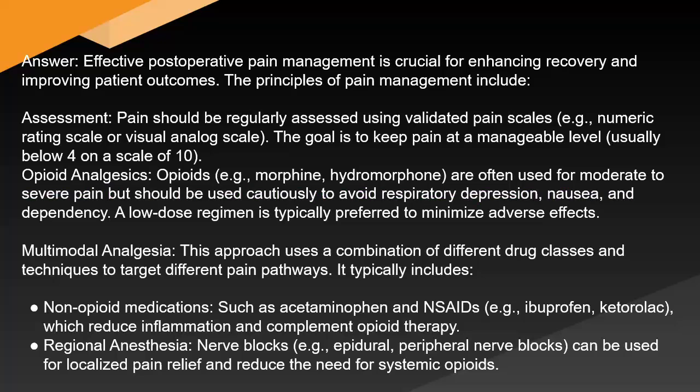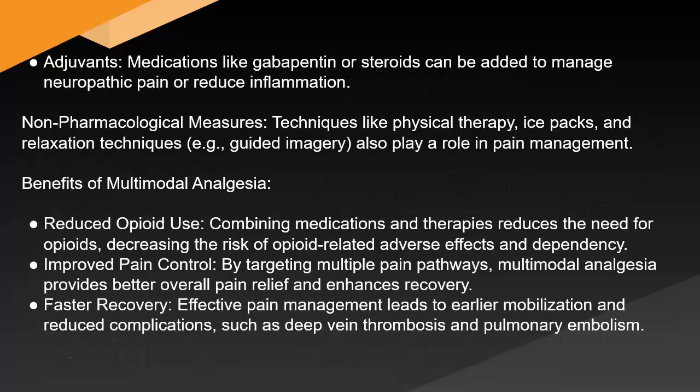Regional anesthesia. Nerve blocks, e.g., epidural and peripheral nerve blocks, can be used for localized pain relief and reduce the need for systemic opioids. Adjuvants. Medications like gabapentin or steroids can be added to manage neuropathic pain or reduce inflammation. Non-pharmacological measures. Techniques like physical therapy, ice packs, and relaxation techniques, e.g., guided imagery, also play a role in pain management.